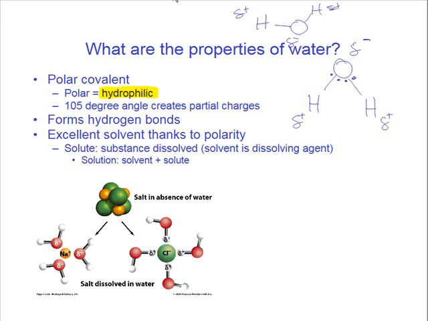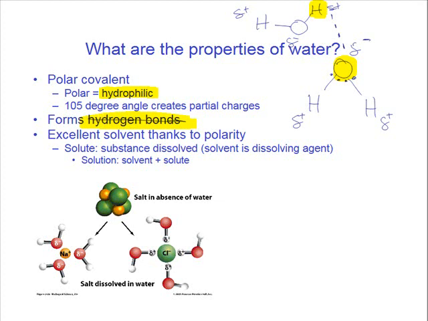What I want you to notice here is that between this hydrogen I'm highlighting in yellow and the oxygen of the adjacent water molecule, there is an attraction due to the partial positive charge of the hydrogen and the partial negative charge of the oxygen, such that we get the formation of something called a hydrogen bond between two adjacent molecules of water. The partially positively charged hydrogen is attracted to the partially negatively charged oxygen.